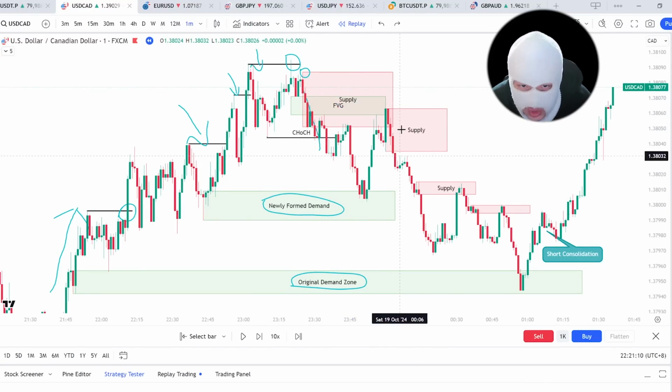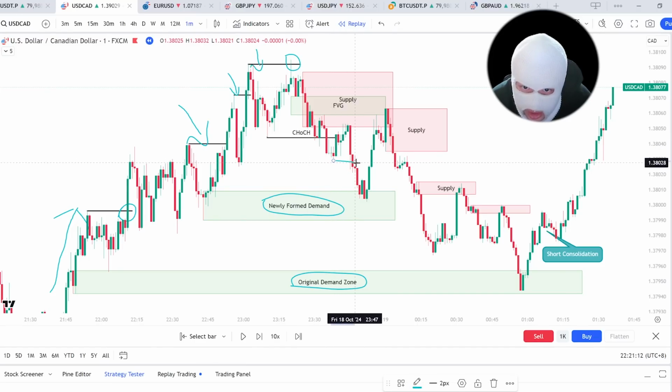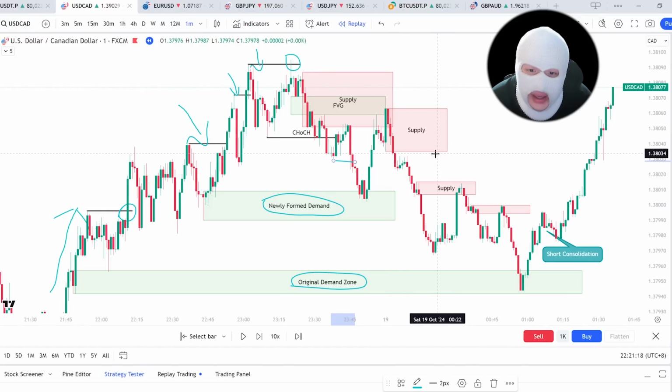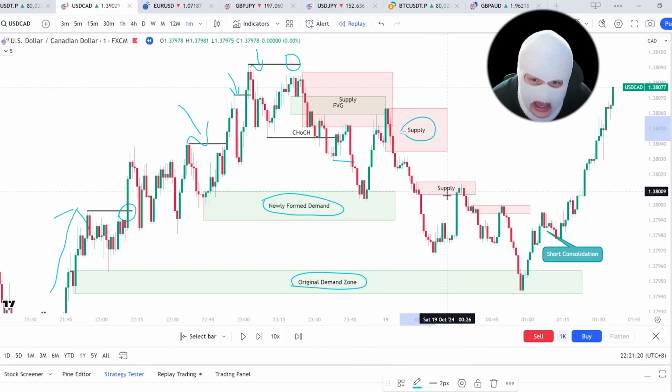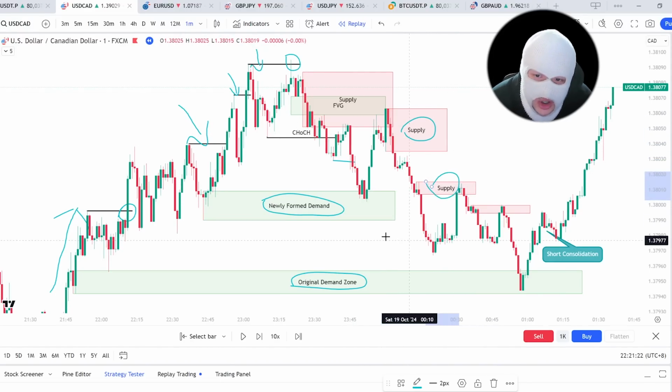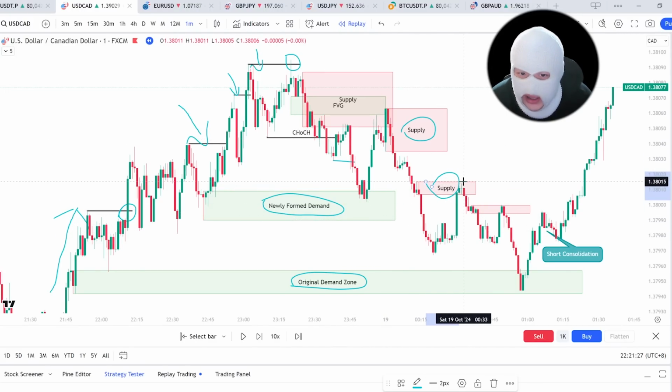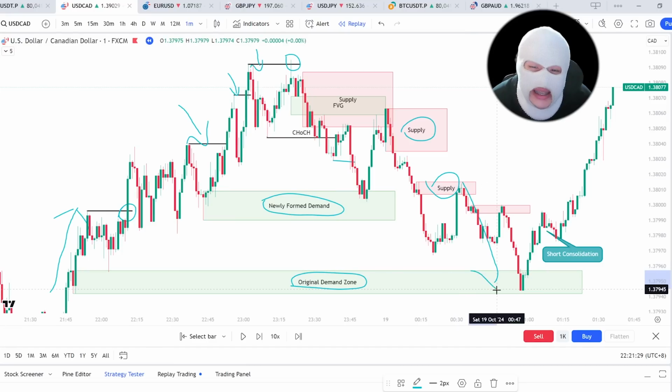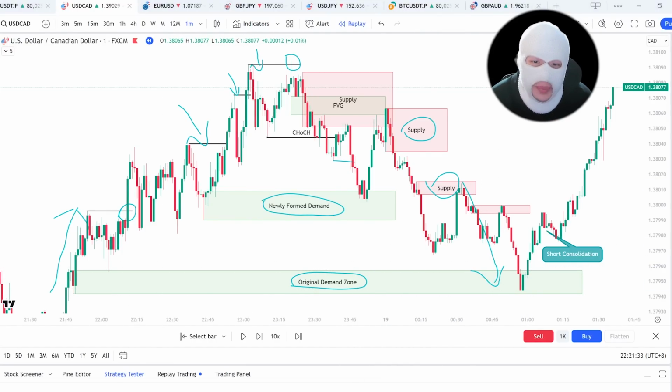The market continues to break to the downside, showing that the supply is in control. Along the way, we are also creating multiple supply areas like these and these. Each of these supply areas could be a potential selling opportunity until we reach this original unmitigated demand area, which we marked out earlier on. Once we are back at the original demand zone, this zone can be a potential interest area for the buyers to step back into the market.